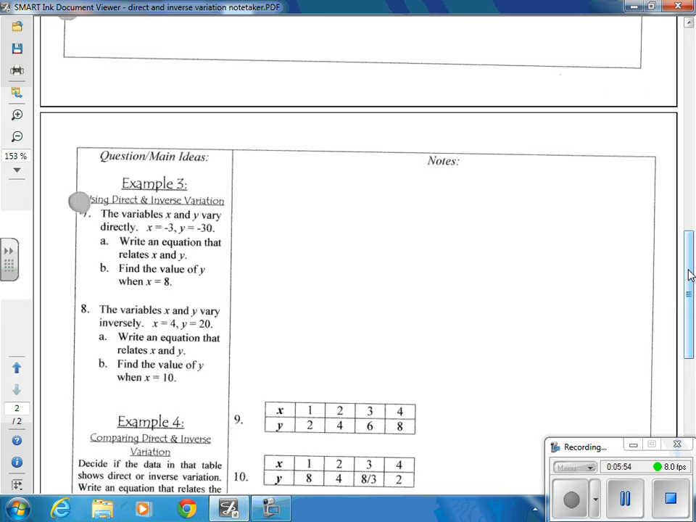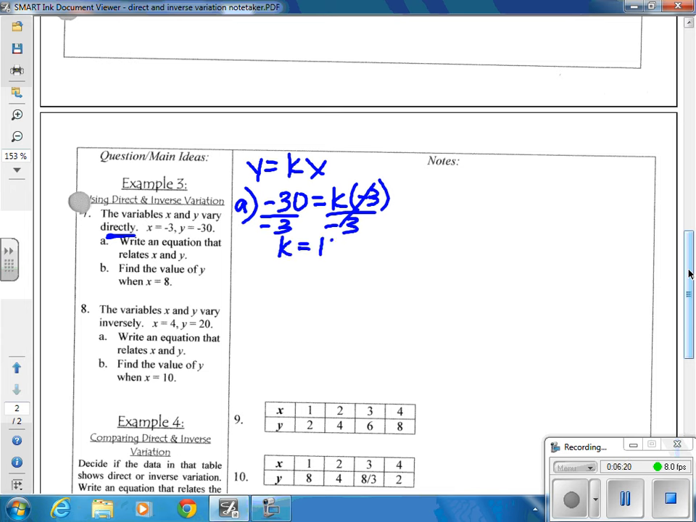For number 7, it tells you the values vary directly, so I know I'm using y equals k times x. Okay, and this is for part A. I need to write an equation that relates the x and the y. So they told me the x is negative 3 and the y is negative 30. So I replace my x and y. Negative 30 equals k times negative 3. I solve it for k by dividing by negative 3, and I come up with k equals 10. Okay, but notice that in letter A it asks me to write an equation. So an equation would be taking the k out and putting the 10 in. So the equation that answers letter A is y equals 10x.